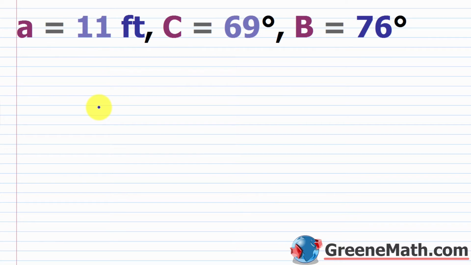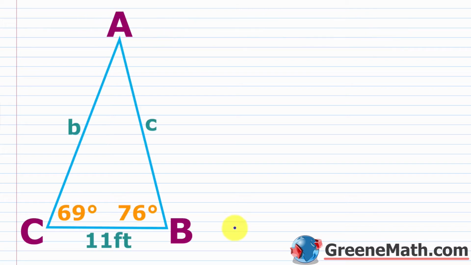Okay, let me throw a wrench at you. This is a harder variation of this problem. You have A is 11 feet, C is 69 degrees, and B is 76 degrees. You've seen the pattern before with side, angle, side, where the angle is between them. But this one you have two angles and a side. If I go down to my little sketch here, you see you have these two angles and this side here.